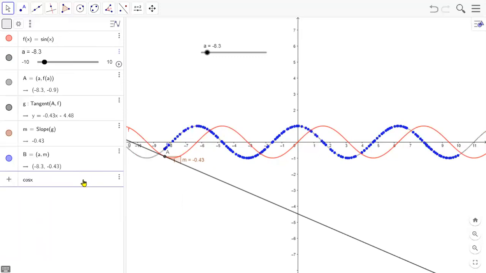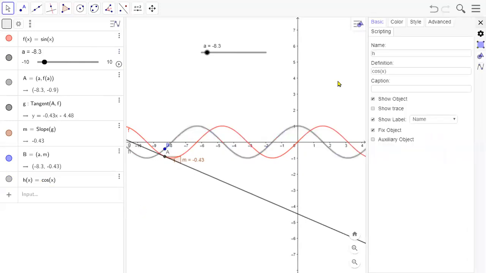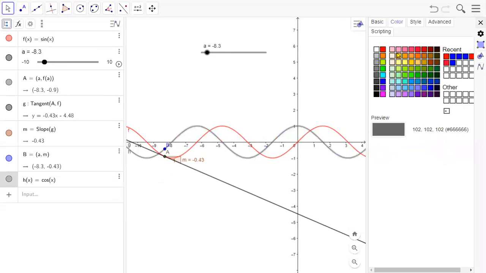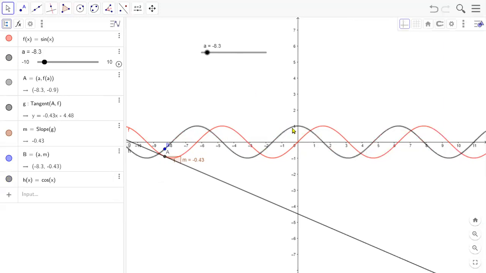Let me plot it, and let me use the next color for the derivative function. Let me use the black color. Here this black color curve is the curve of cosine of x. Cosine of x is the derivative of sine of x.